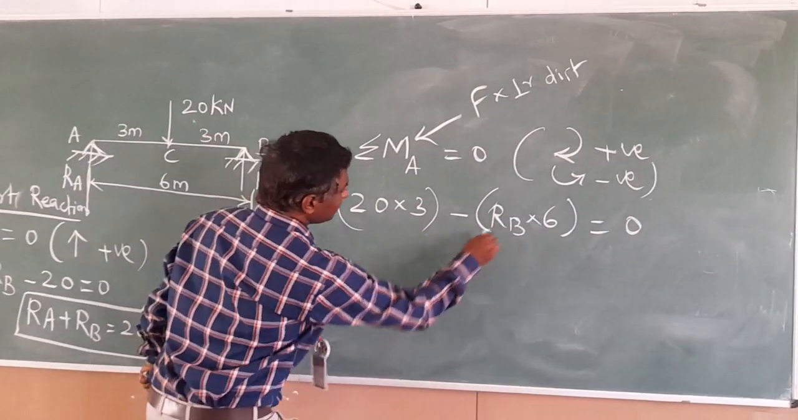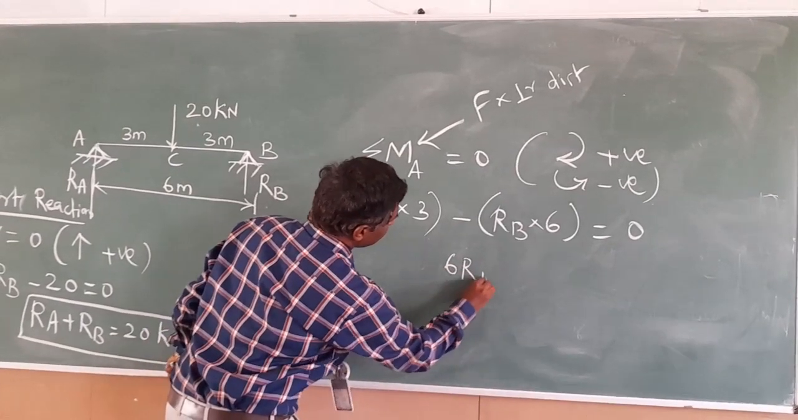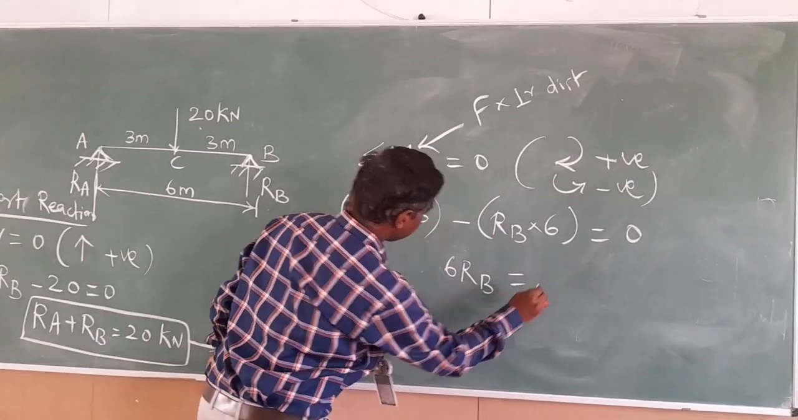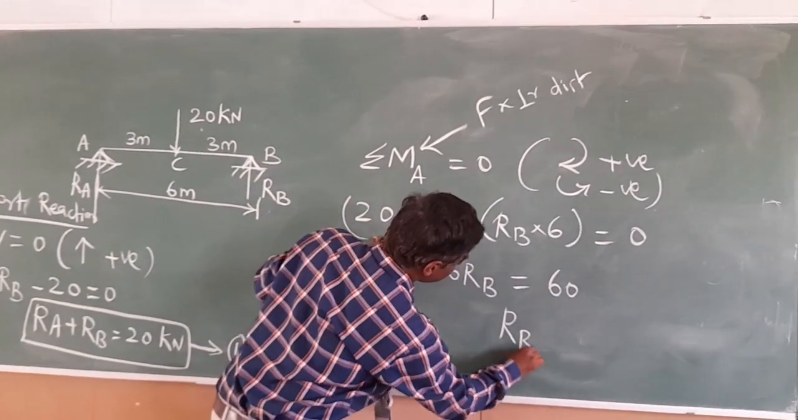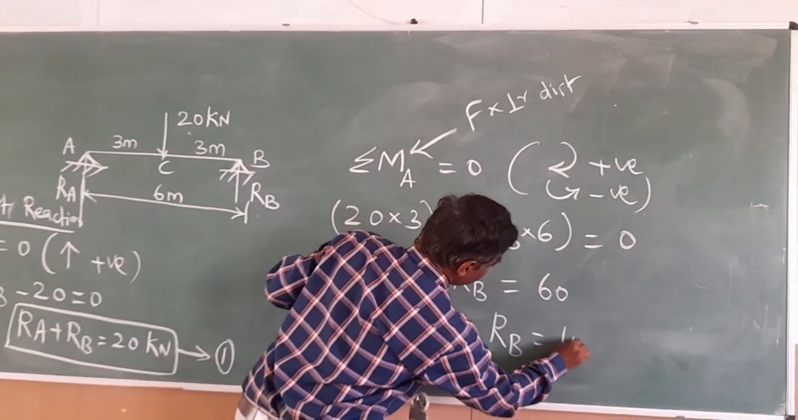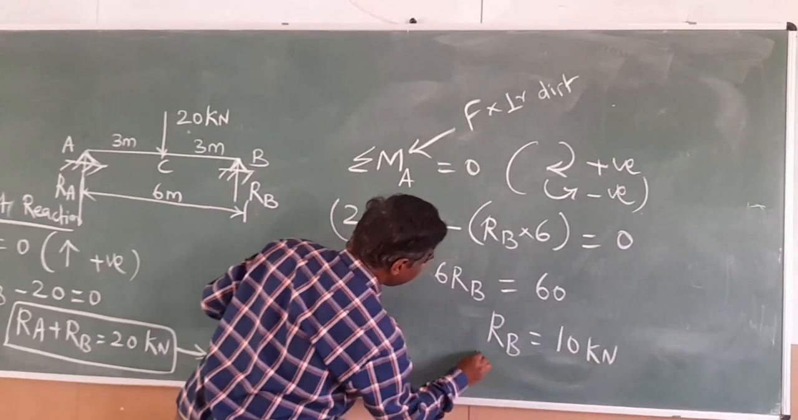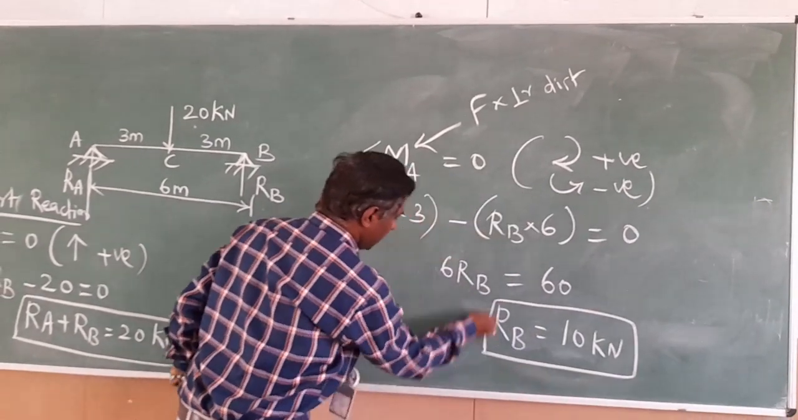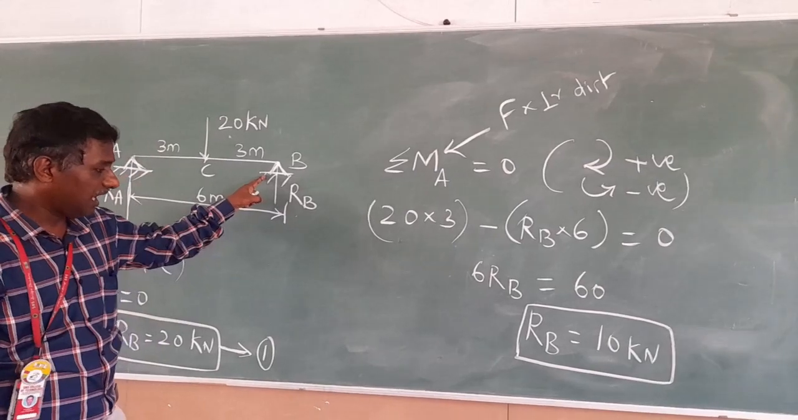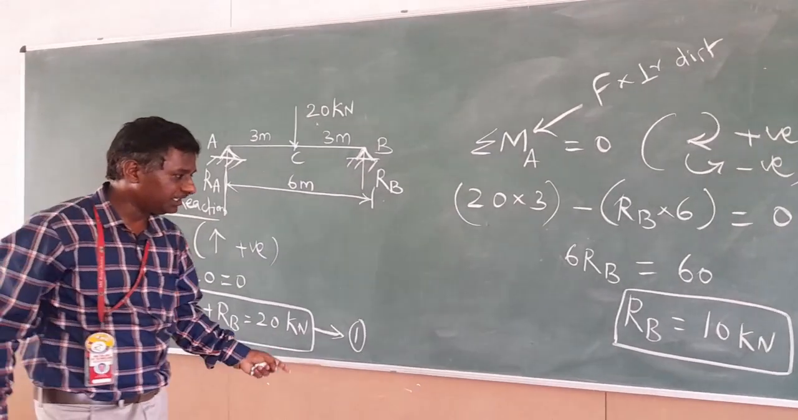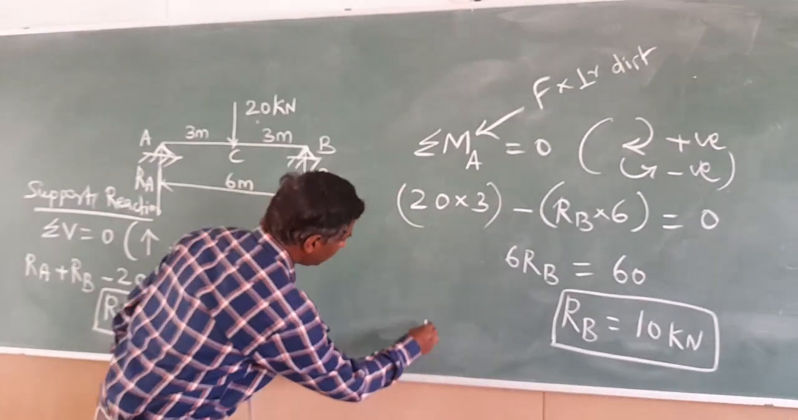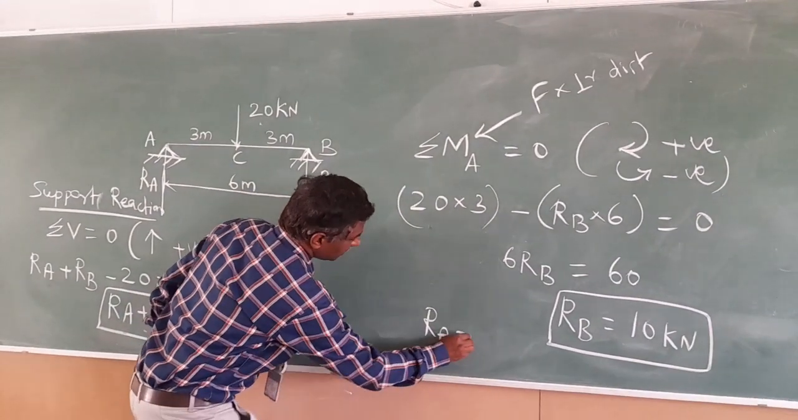So finally, if you simplify, 6 RB equals 60, so RB equals 10. 10 kilonewton is the support reaction at point B. I already have the equation that the sum of RA and RB is equal to 20. Since RB is equal to 10, RA remains 10 kilonewton.